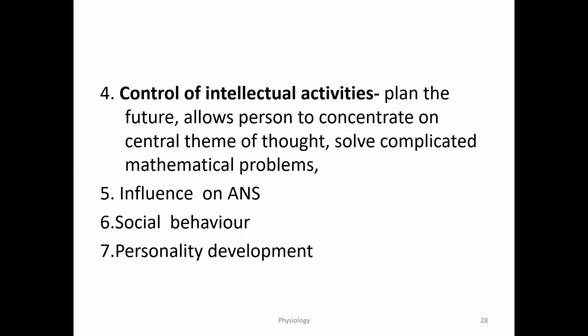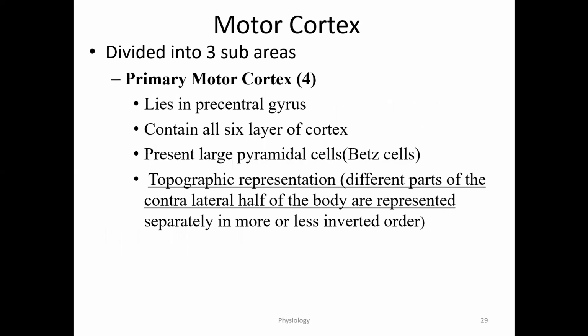So you should know what the components of the frontal lobe are, what areas are present in the frontal lobe, and what the main functions of the frontal lobe are. So the motor cortex: there are different areas of the motor cortex present in the frontal lobe. Mainly the primary motor cortex area, also called PMC, that is area number 4. It lies in front of the central sulcus, that is the precentral gyrus.